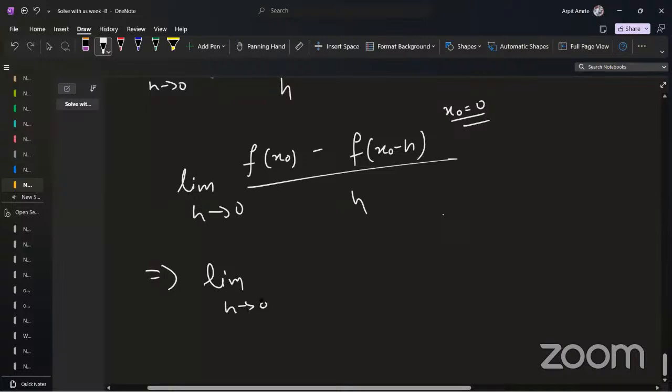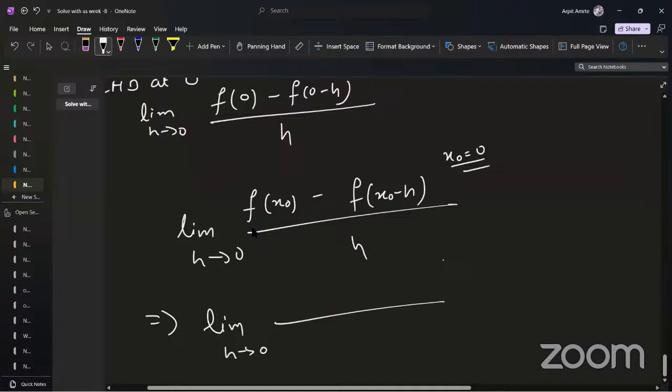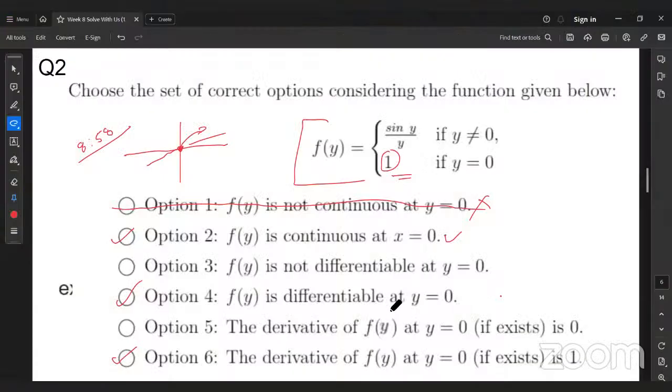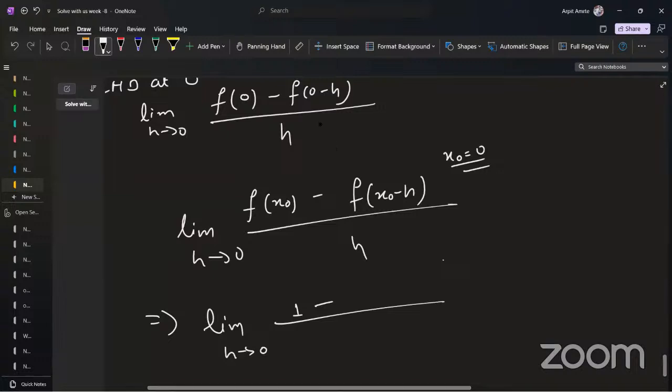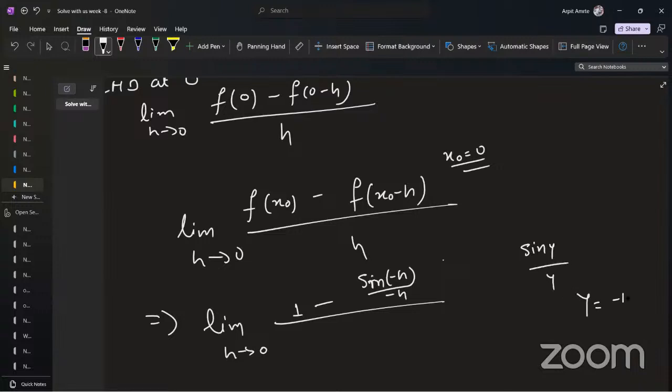Now what will it be? Limit h goes to 0. Now what is f of 0? The value of f of 0 is what? It is 1. Value of f of 0 is 1, right? Yes, sir. So it is 1 minus the value of f of minus h. h is positive, not equal to 0. So it will be sine of minus h divided by minus h, right? Because the function is sine y by y, and here you are putting y equals minus h, divided by h. Correct? Yes, sir.